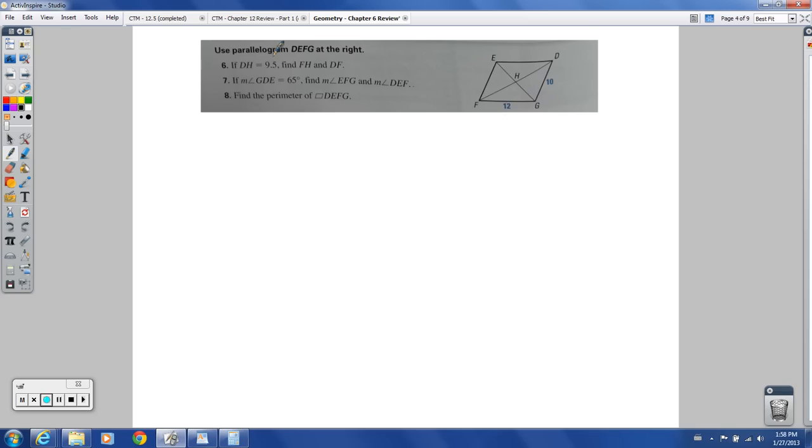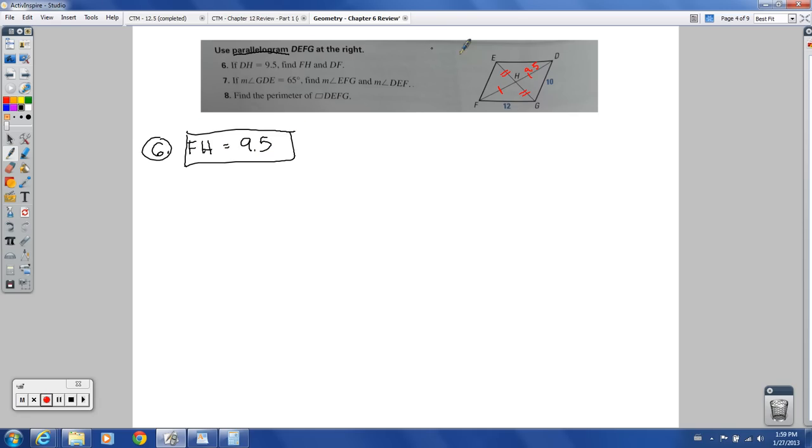So using parallelogram, it could be important. We know some properties about parallelograms. So DEFG at the right. If DH is 9.5, so it's saying right here, I'll use red for that. DH is 9.5. What is FH and DF? Alright, so FH, we know diagonals bisect each other in a parallelogram. So I know that this would be the same as this. That would mean, for number 6, that FH would equal 9.5 as well.